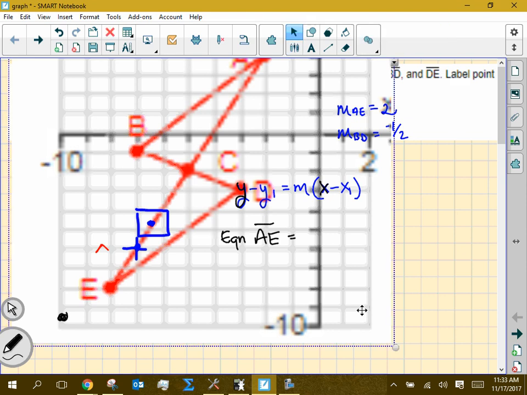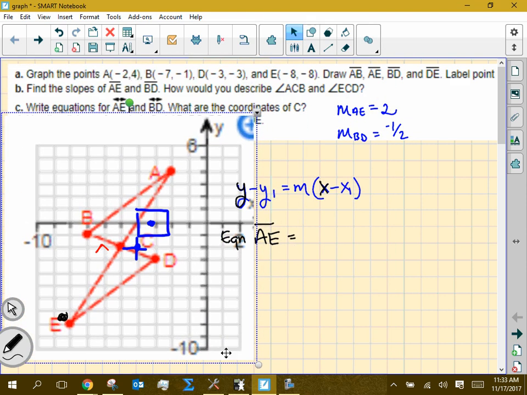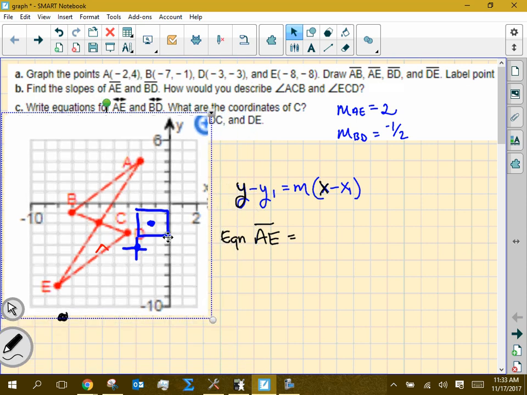Well, the best thing when they give me a segment is to use an endpoint that comes from that segment. Does that make sense? Because you know that A is exactly at -2, 4. You don't have to guess. Maybe it's at -2.1, 4.25. I'm not guessing. I know it's 100% at -2, 4. Or I could have chosen E, -8, -8. Does that make sense? Either one of those will get you the same result.